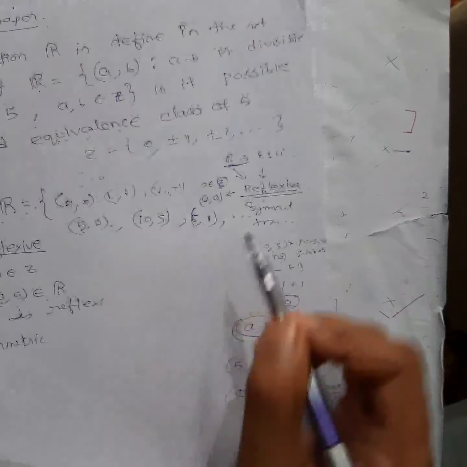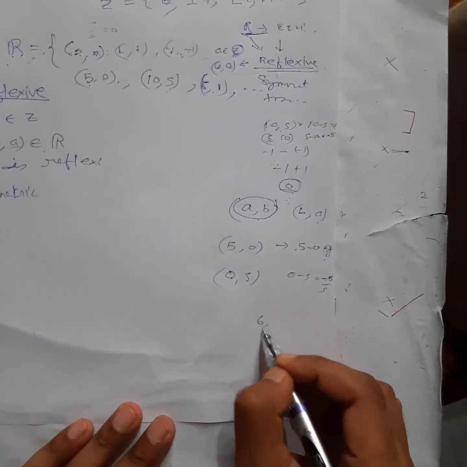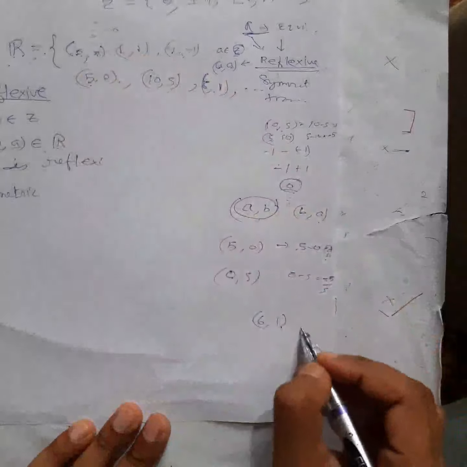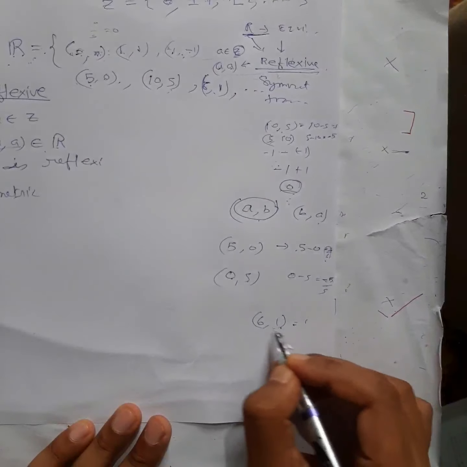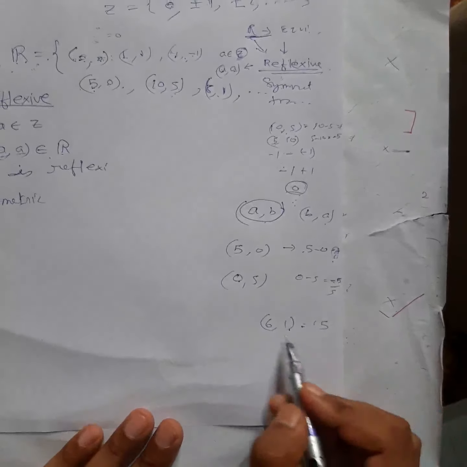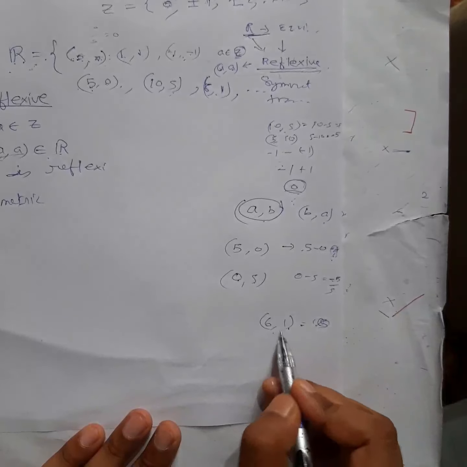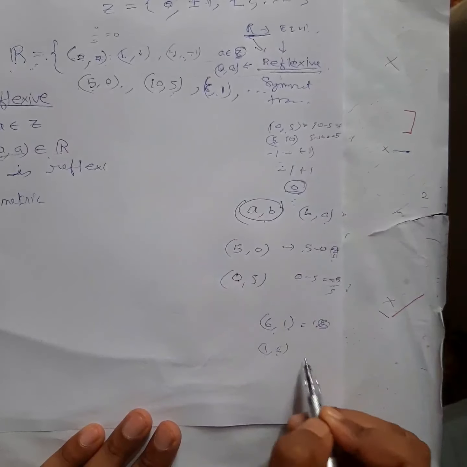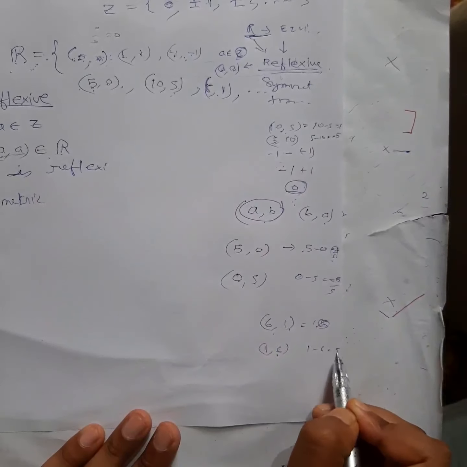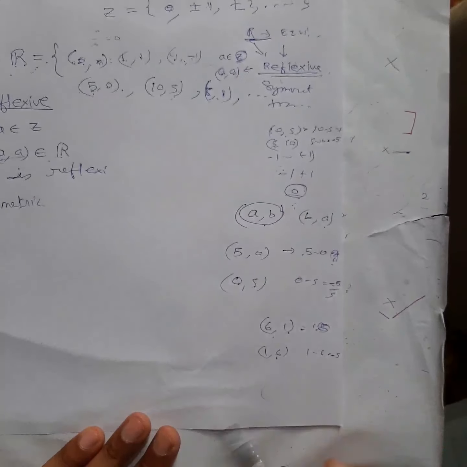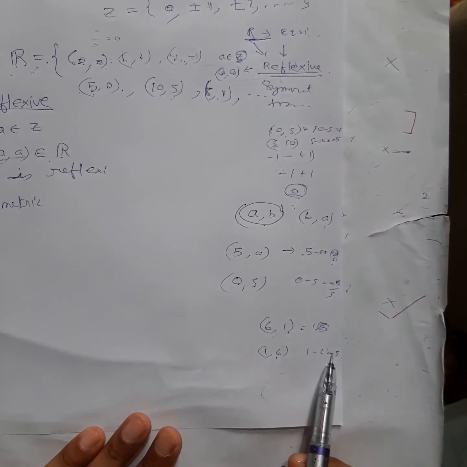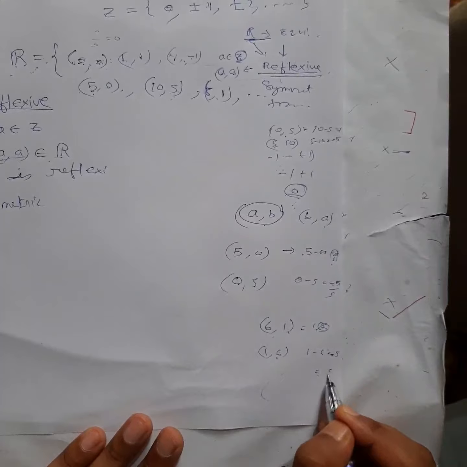6 1 for example. 6 1 is there, right? It is there in the relation set. Why? Because you can see 6 minus 1 is 5. 5 is divisible by 5. So no problem, it is there. So 1 6 also will be there. Obvious, because 1 minus 6 also will give you 5, except the sign will be different here. Only the sign will be opposite, so that will also be divisible by 5. So in this way you can see all the elements.